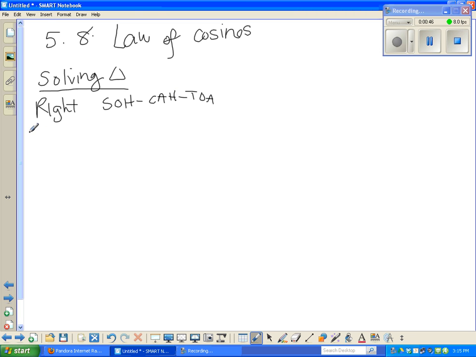If it's not a right triangle, then we move on to our law of sines. So I'm just going to say law of sines, and we are watching out for that special case of law of sines, the angle, side, side triangle, where we could have 0, 1, or 2 triangles.